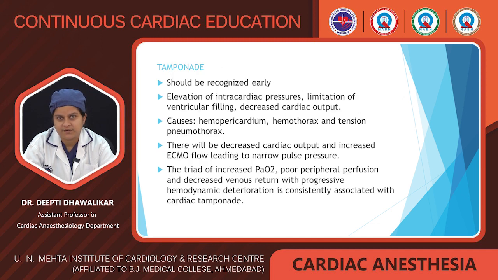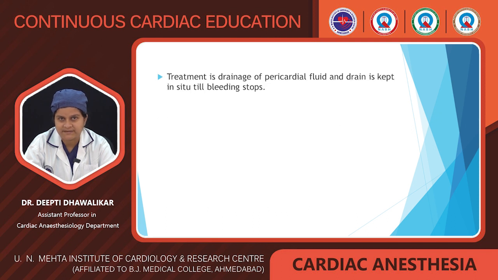Tamponade. It should be recognized early. There is elevation of intracardiac pressures, limitation of ventricular filling and decreased cardiac output. Causes are hemopericardium, hemothorax and tension pneumothorax. Here there will be decreased cardiac output and increased ECMO flow leading to narrow pulse pressure. The triad of increased PaO2, poor peripheral perfusion and decreased venous return with progressive hemodynamic deterioration is consistently associated with cardiac tamponade. Treatment is drainage of the pericardial fluid, and the drain should be kept in situ till the bleeding stops.